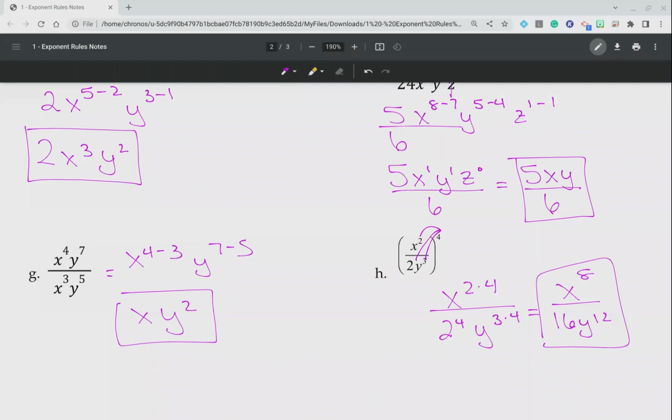All right, and you should have gotten x to the 8th over 16 y to the 12th.